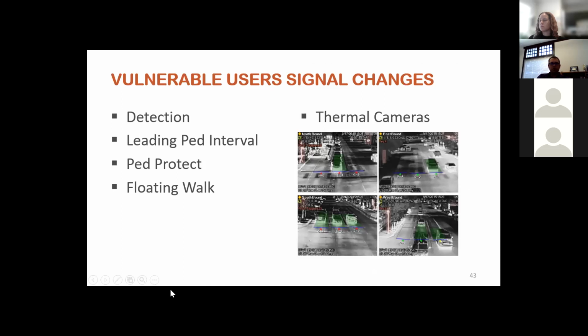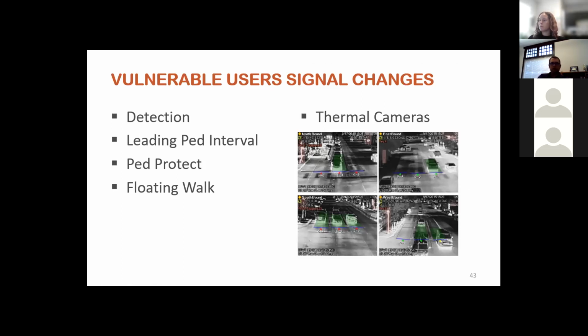So for vulnerable users, some of the things we're doing at our traffic signals, we primarily switched to a thermal detection camera at all of our signalized intersections. There's still a few that are on video, but in my experience, the thermal cameras are pretty accurate and a good tool for detecting the peds and the bicyclists. They definitely have a better success rate of detecting peds and bicyclists than traditional loops or even optical for us.